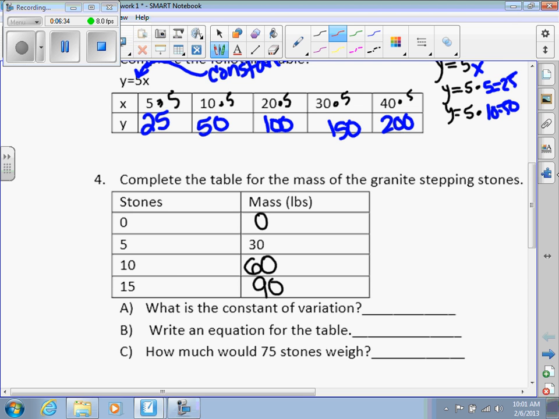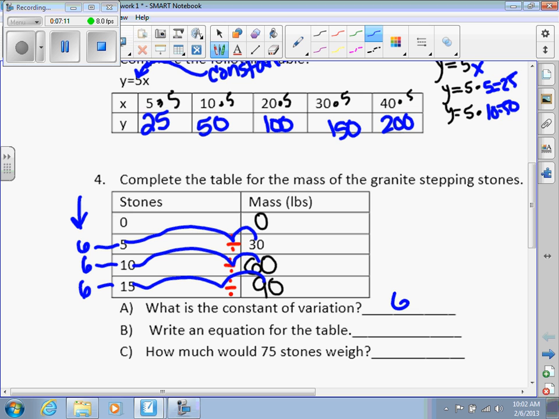All right, I want to find the constant. So I want to start here. Remember when we did the division symbols down through here? So we would do 30 divided by 5. What's that give me? I get 6. 60 divided by 10, I get 6. 90 divided by 15, I get 6. That's when you divide to find the constant because it didn't give us an equation. So what is the constant? 6. There's your constant.